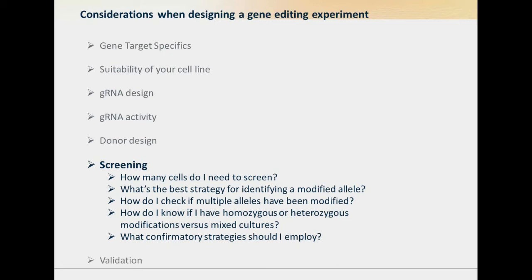So don't be misled by saying I've got a guide that has 10% cutting efficiency and then expect that you're going to see 10% efficiency in incorporation of this mutant oligo. That's just really not the case. There are many factors that play in here, and it's very important to understand those. You need to be able to identify the modification that you're putting in there. So I suggest, and I think most people use, a PCR-based assay that can detect the presence of your modification in a pool of cells.